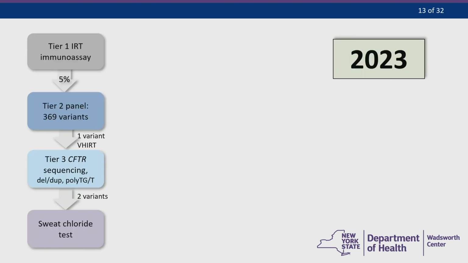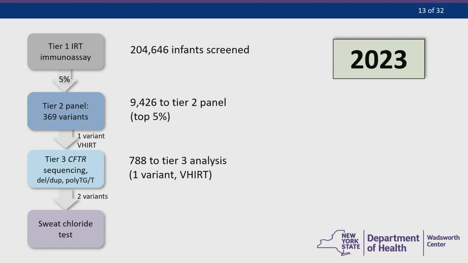So this is what our data look like as of 2023, our last complete year. We screened about 205,000 babies. We test about 1,000 specimens a day, including repeats. About 9,400 were sent to the Tier 2 panel. That's the top 5%. And then about 790 were sent to 3rd tier sequencing analysis.